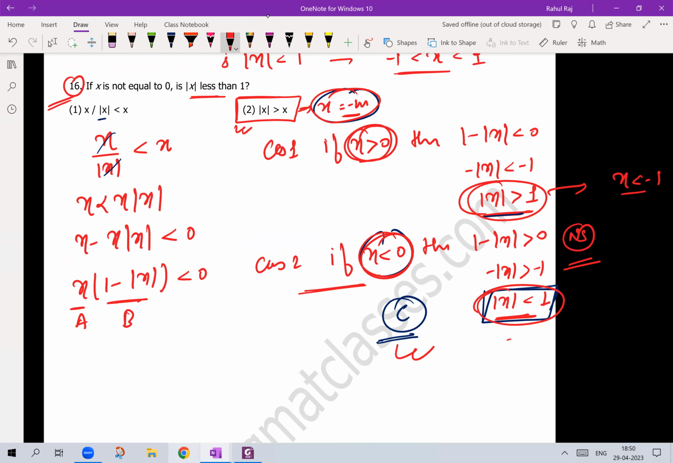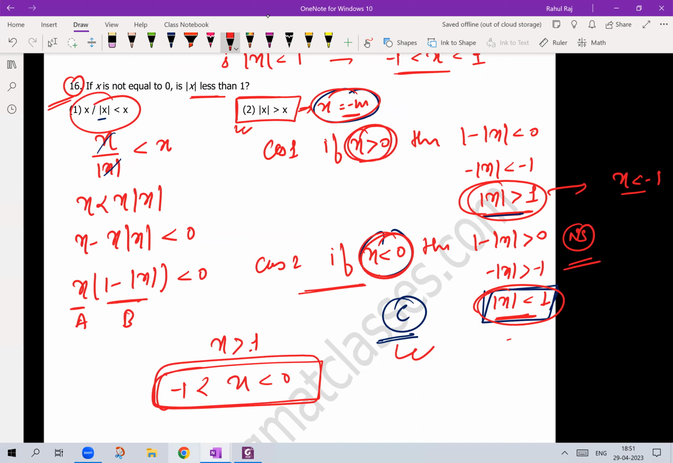Rahul, I got the answer C, but can we solve it like this: if X is positive in the first statement, it becomes X greater than 1, which is a no. And if X is negative, it becomes X greater than minus 1, which is a yes situation. But this will only satisfy for minus 1 and 0. So option number 1 is again not sufficient, right?